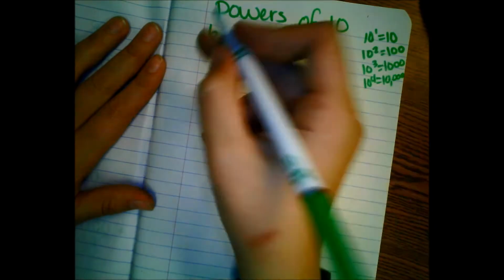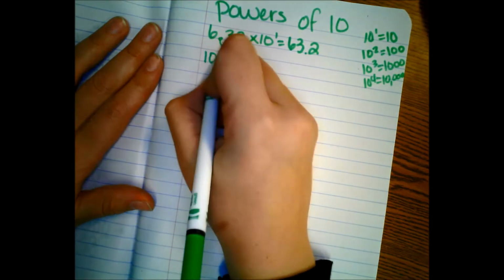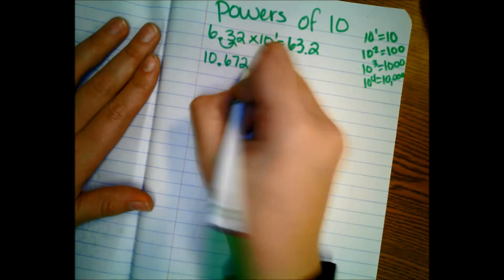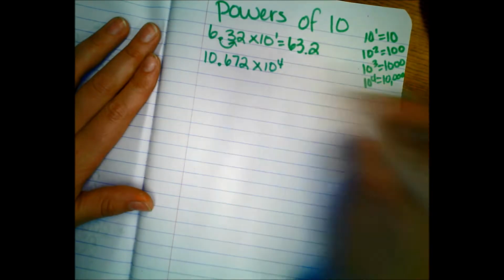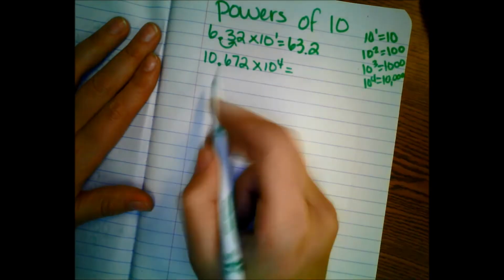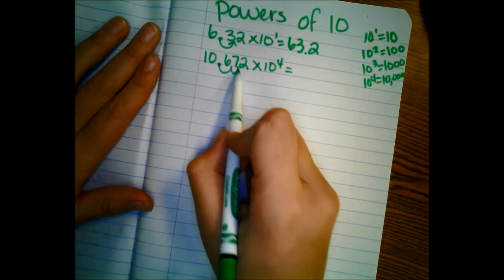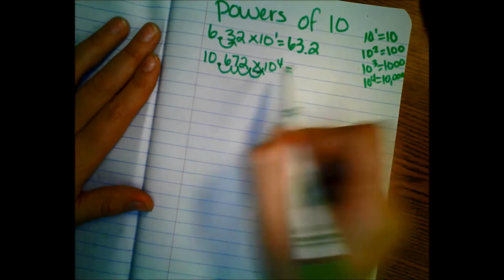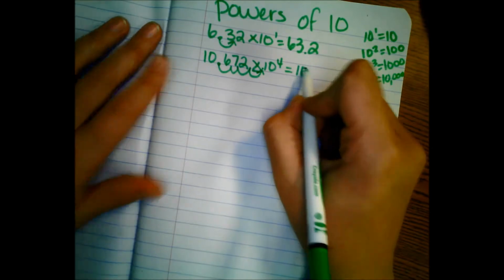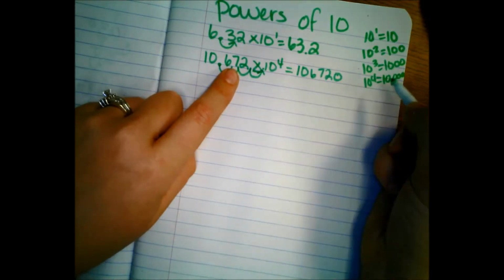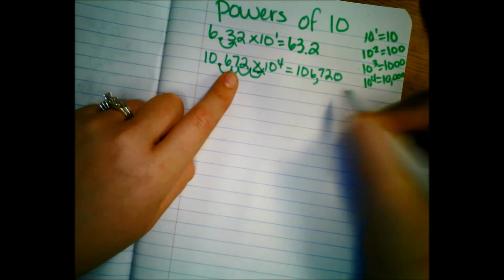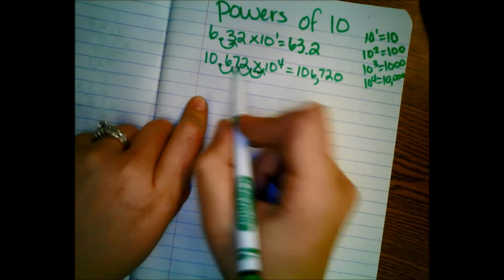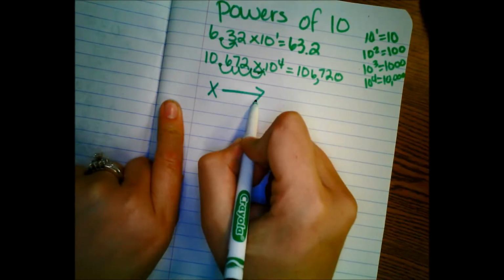Let's try that with a larger one. So I have 10 and 672 thousandths times 10 to the fourth power. So I move this to the right 4 places. There's 1, 2, 3, 4. Now on that fourth one, I don't have a number there, so I have to attach a 0. So there's 10, 0, 6, 7, 2, and then I have to put a 0. Then I need to go back and add my commas. So the answer is 106,720. So when we're multiplying decimals, we move to the right.